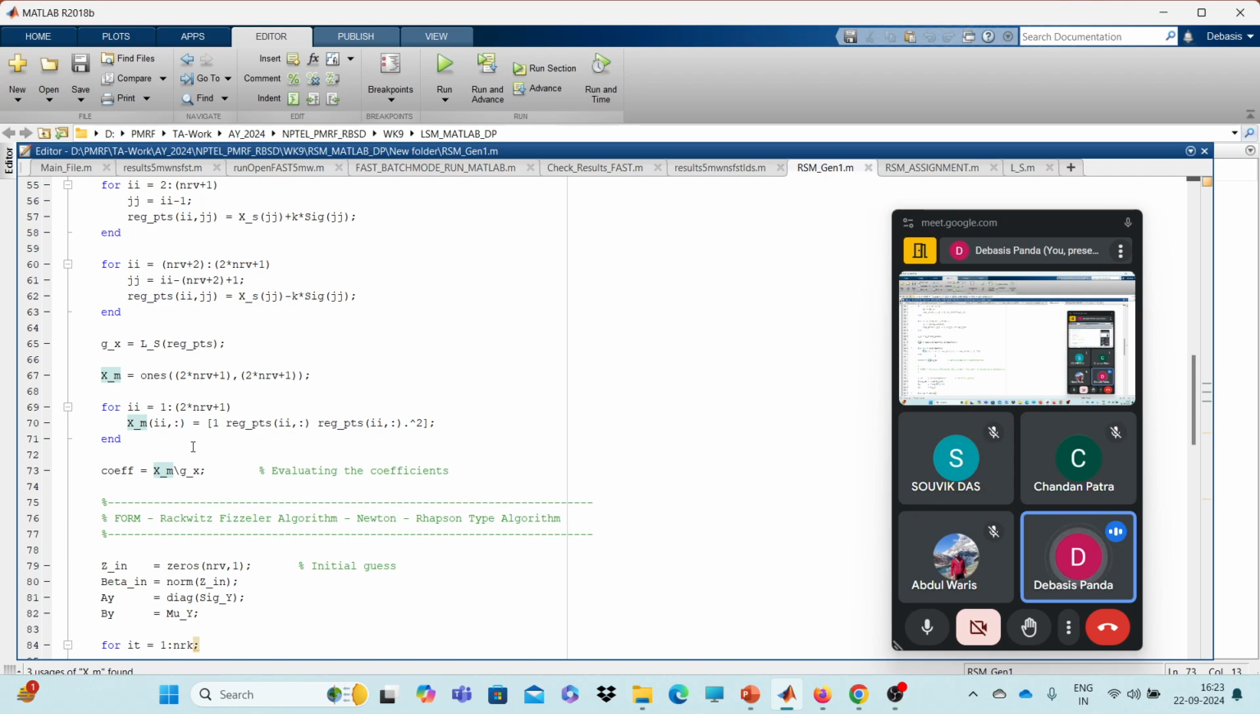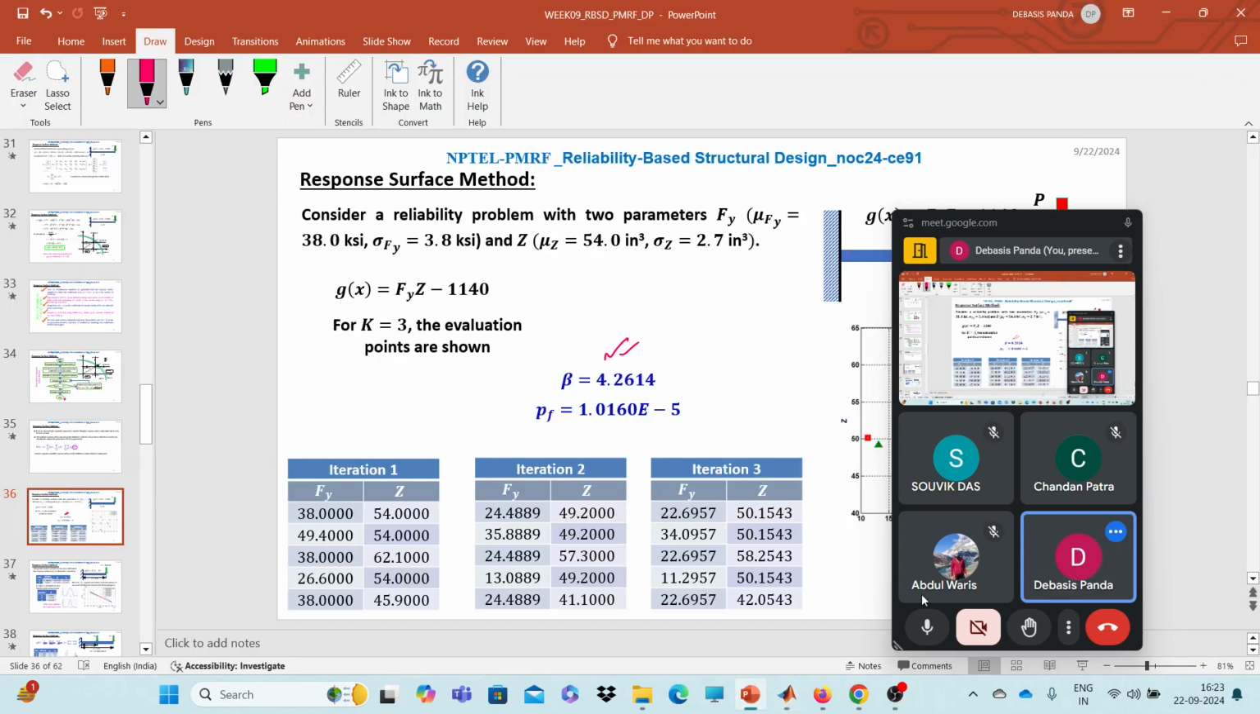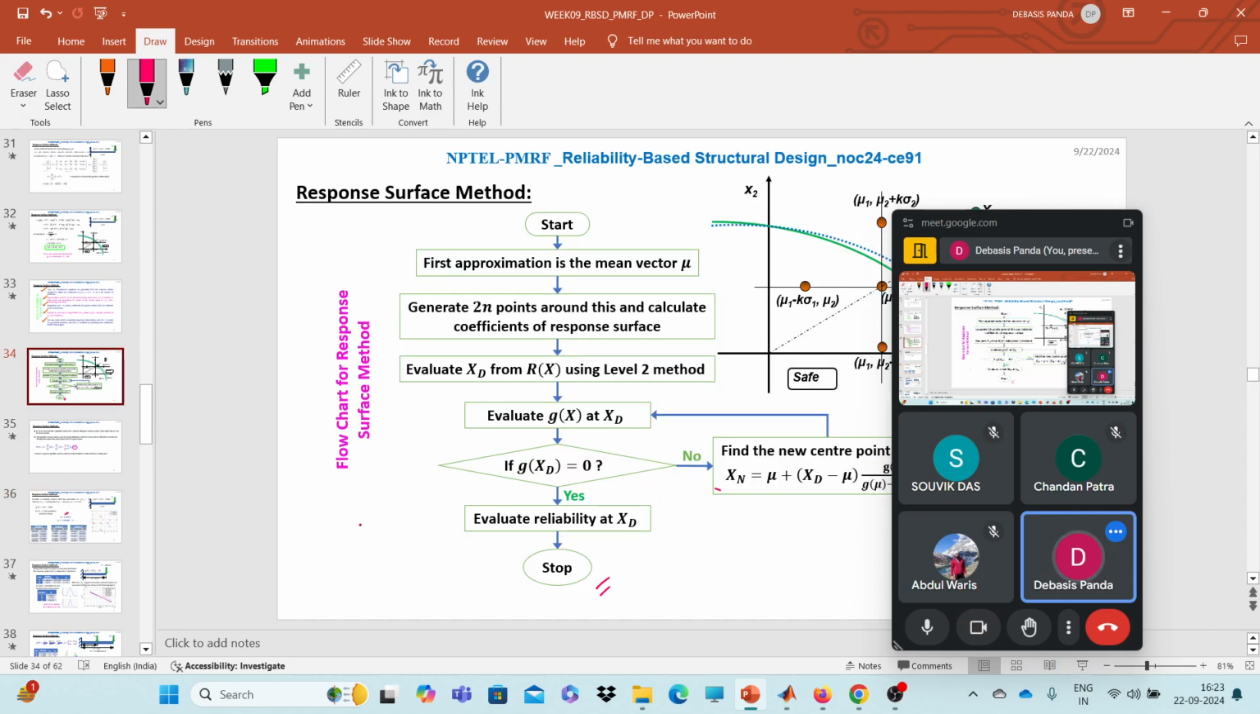Now once the coefficients are solved, what do we need to look for? Once these coefficients are solved, we need to look for the g(x). That means up to this step our limit state has formed. Like here we have the response surface. That means R(x) we have formed in terms of the coefficients.